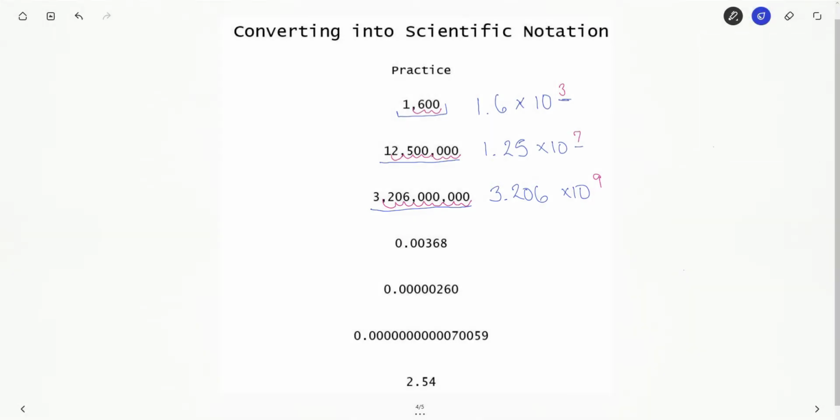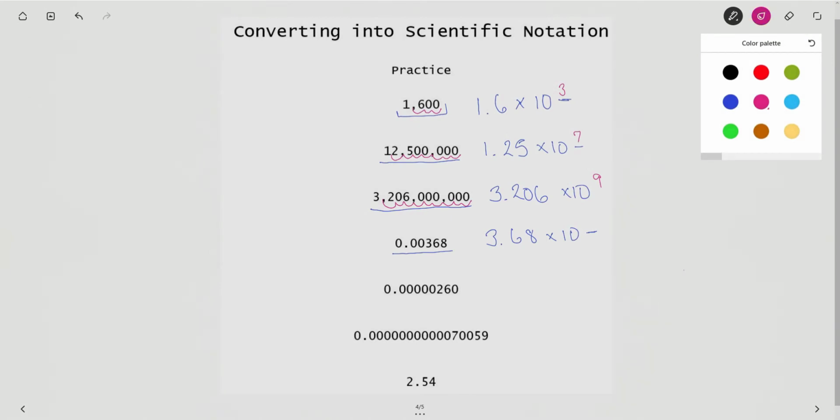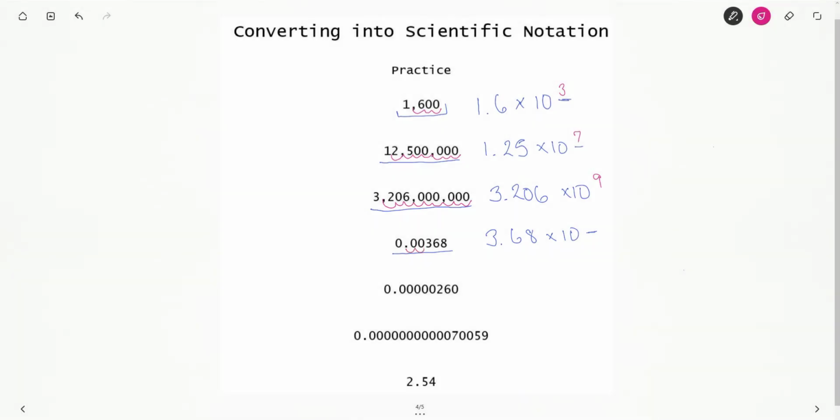Okay, so let's try with a moderately small number here in this example. Okay, again, I know my decimal place has to go to the right of that 3, so it's going to be 3.68 times 10. Again, I got to figure out what goes in my blank. Let's count up. 1, 2, 3. So I moved the decimal 3 places, but notice I moved it to the right. That is going to be a negative 3 there. So remember, your smaller numbers are going to have your negative exponents, while your larger numbers are going to have your positive exponents. It's just a general rule of thumb.